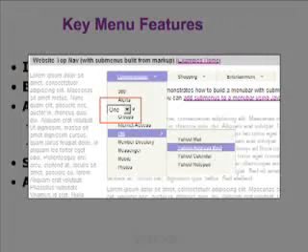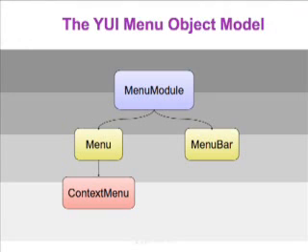So here's a screen capture quickly demonstrating that nasty bug in IE, how the select menu is poking through the cascading menu hierarchy. And here's just a brief overview of the YUI menu object model. There is a base class called menu module, and from that are 2 subclasses, menu and menu bar, and then finally context menu, which is a subclass of menu.